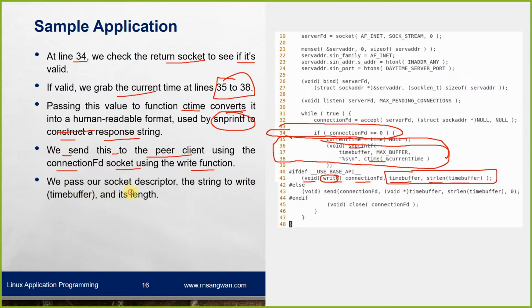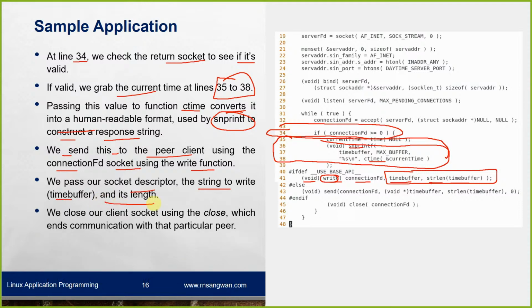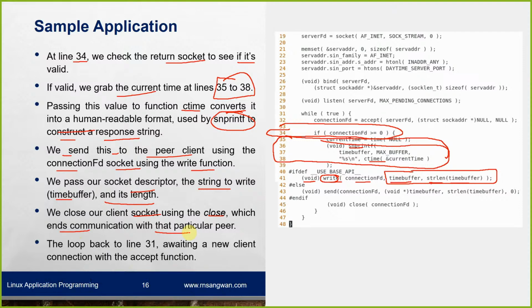We pass our socket descriptor, the string to write, and its length to the write function. We close our client socket using the close function, which ends communication with the particular peer. So this makes the complete example. We loop back to line 31, waiting for a new client connection with the accept function. So this is the implementation of the server side.